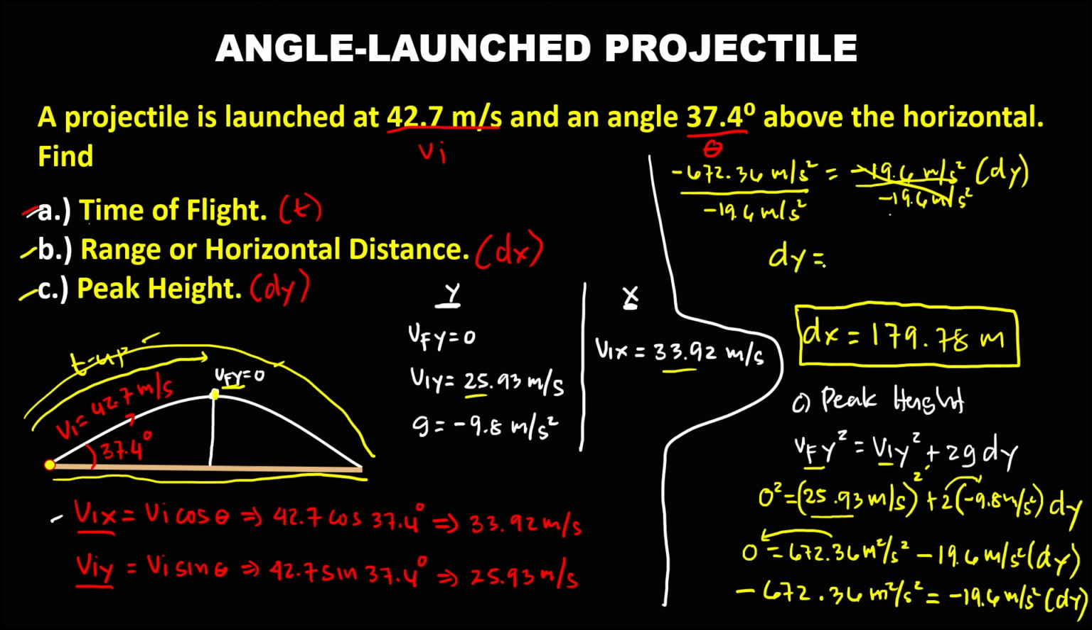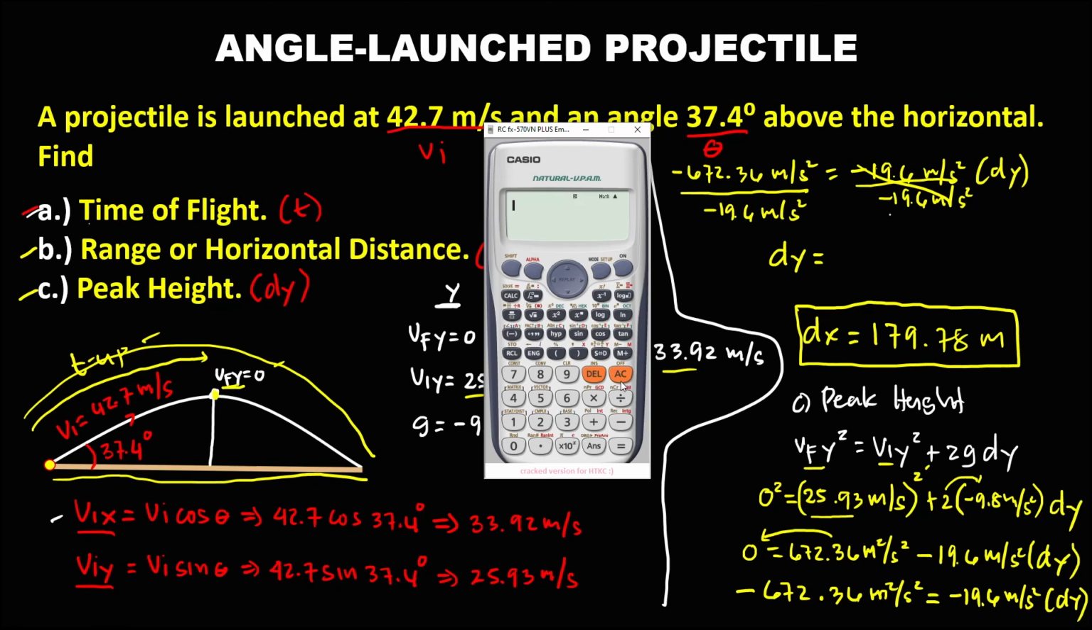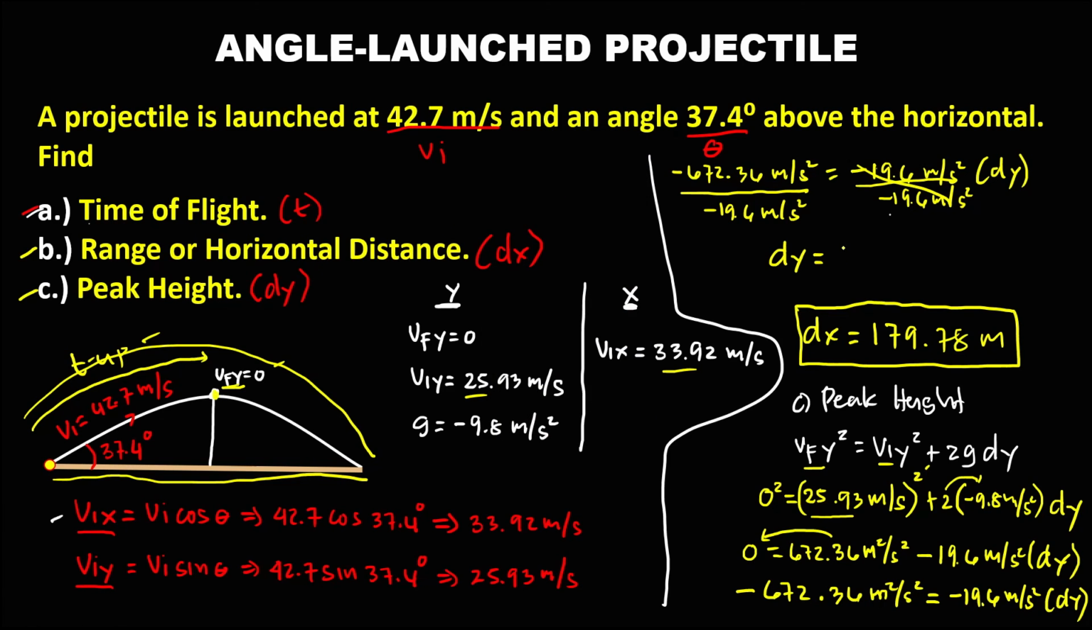Therefore the dy, or the peak height, or the maximum height, equals negative 672.36 divided by negative 19.6, that's 34.30. So the peak height is 34.30 meters.